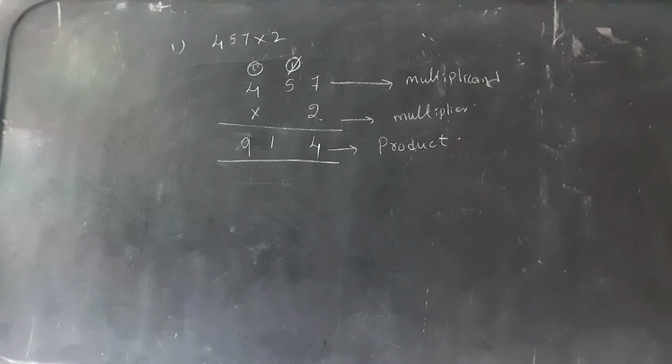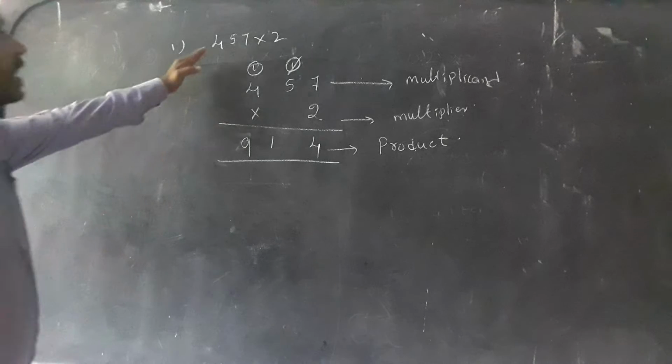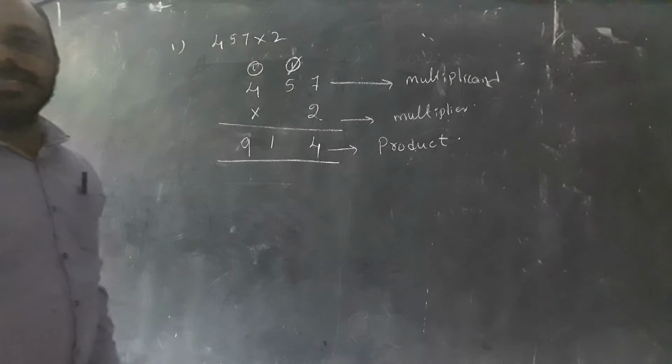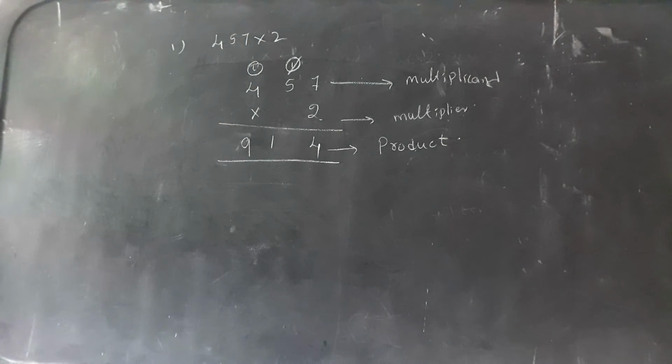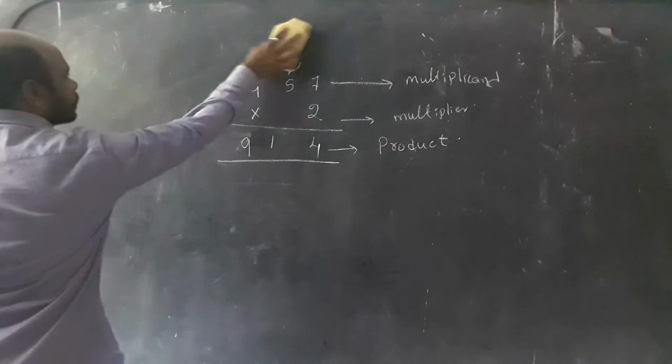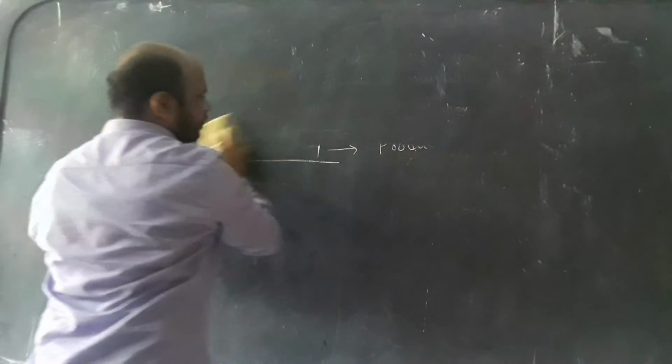In the same way, I will explain one more example with a 4-digit number. Here I explained the 3-digit number, now I explain the 4-digit number. See children, next, how to do multiplication with a 4-digit number. See here, first, our example.